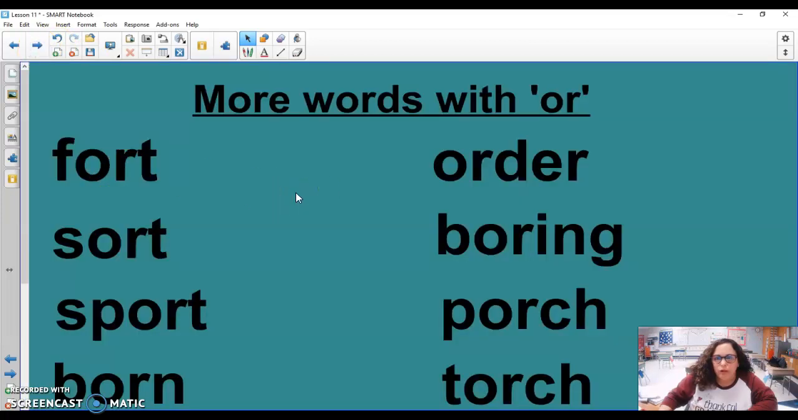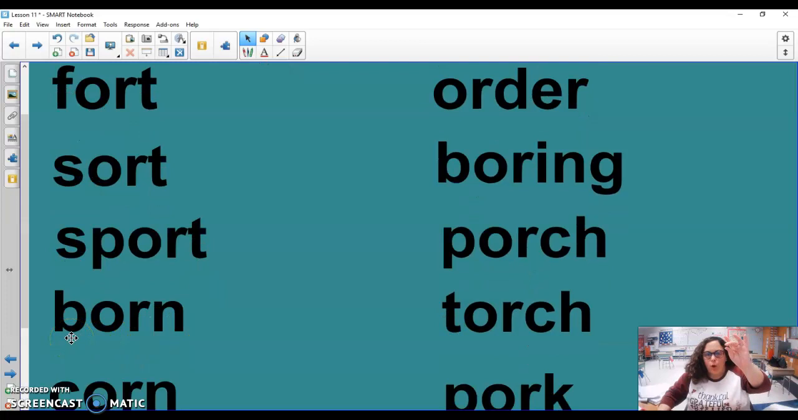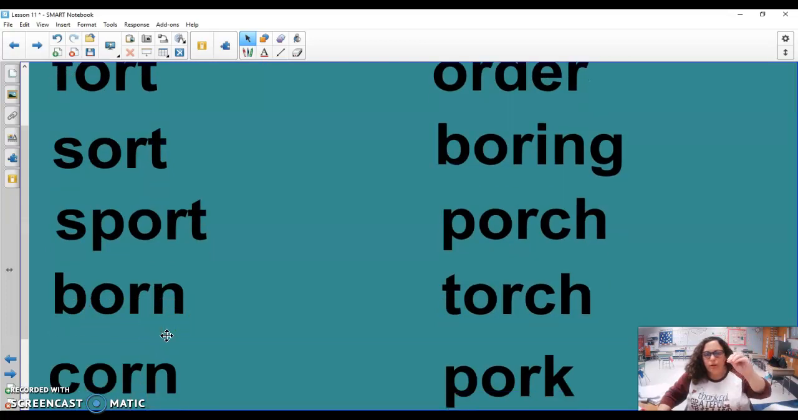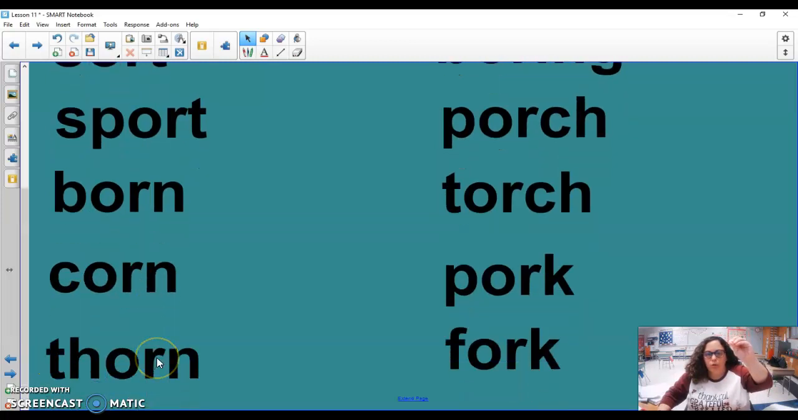Now let's read some more words with OR. We're first going to tap it and then we will read them. Ready? Get your hand ready. Let's tap them. Ort. What's the word? Fort. Ort. What's the word? Sort. Ort. What's the word? Sport. Orn. What's the word? Born. Orn. What's the word? Horn. Orn. What's the word? Thorn.